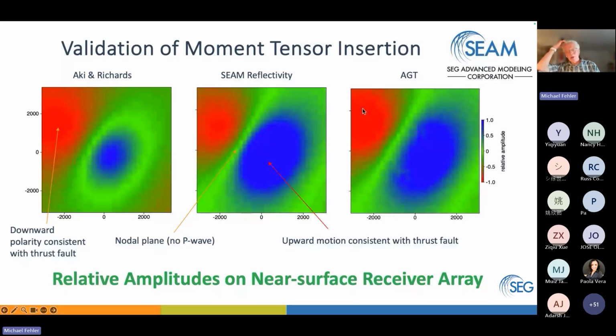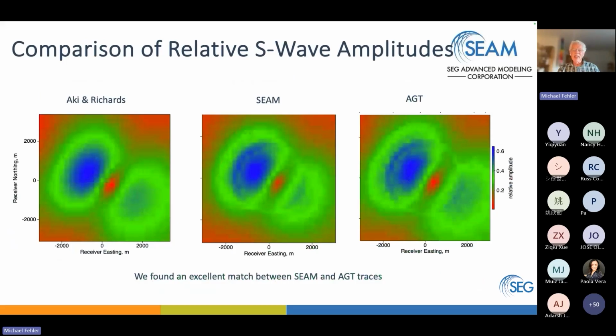And actually, if we look at waveforms, the waveforms are almost a perfect match between our reflectivity calculations and AGT calculations. So we really convinced ourselves, Lijian and I spent a lot of time working together to make sure we had done this correctly, just because we wanted to make sure that if we were going to spend all this effort to do it, that it was done well. Likewise, we can look at S-wave radiation, again, using Aki and Richards. And we did this to, again, make sure that the moment tensors were properly inserted.